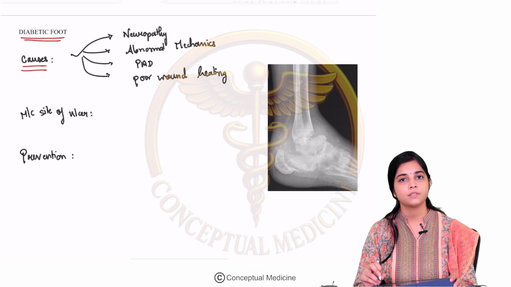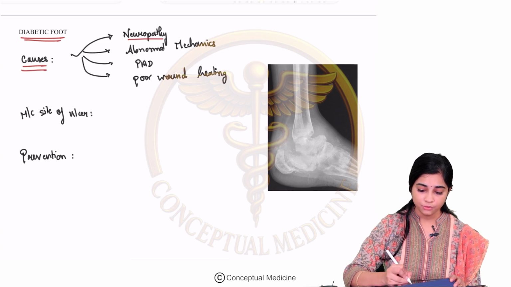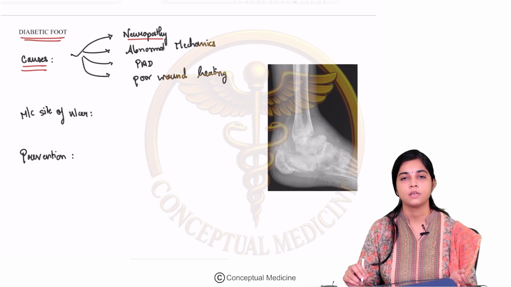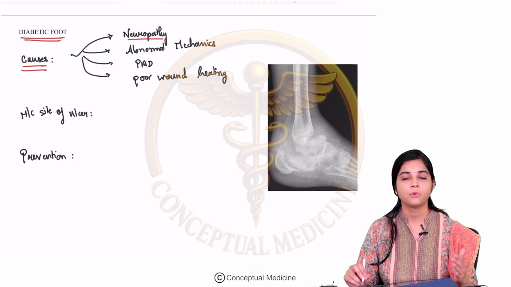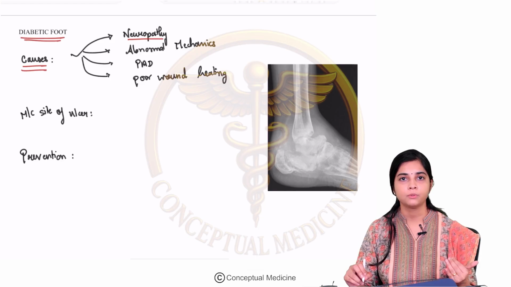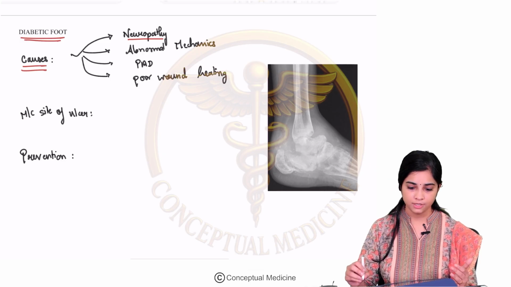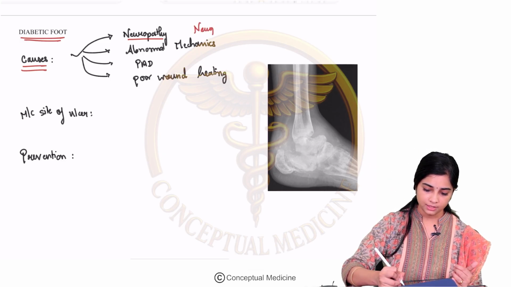We know that patients with long-standing diabetes can have neuropathy. So when they have neuropathy, ultimately there will be loss of sensations. When there is loss of sensations, they are more prone to trauma, they are more prone to falls, and this can result in diabetic foot and diabetic foot related complications, including neuropathic ulcer.